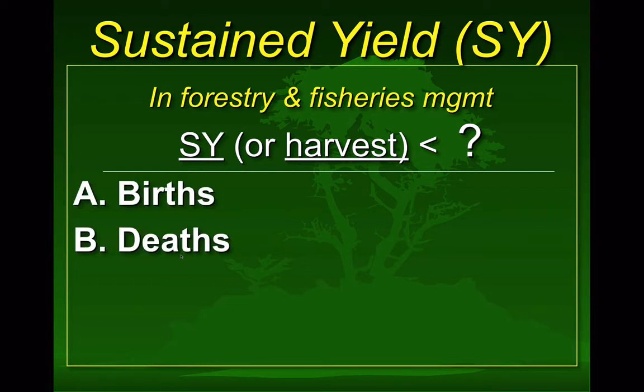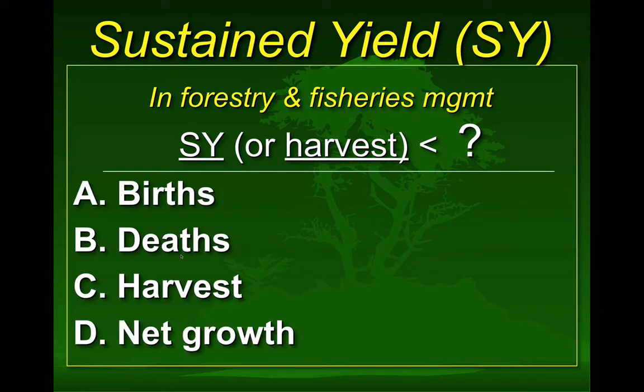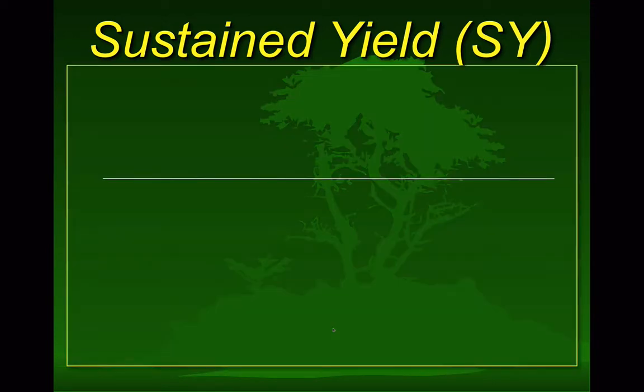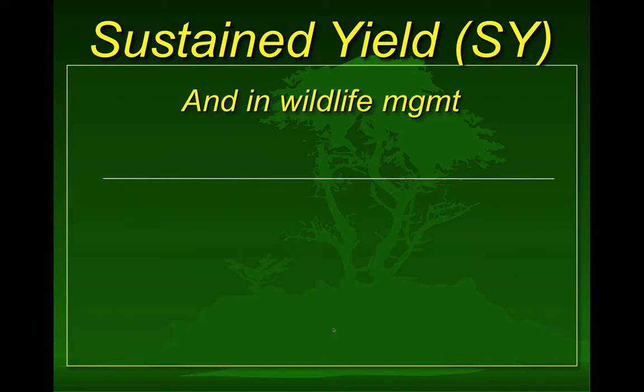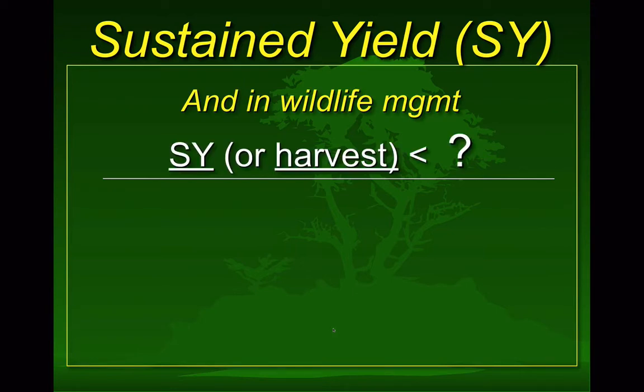So the harvest is, and we're just reversing it now. So sustained yield has to be less than net growth. This way I can ask the same question in slightly different ways. It's kind of the same question, but asking it in slightly different ways often confuses students.